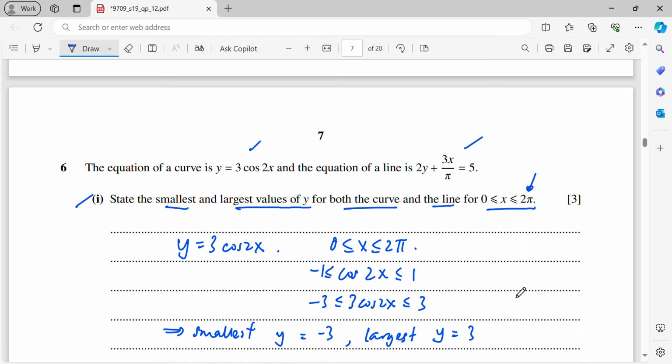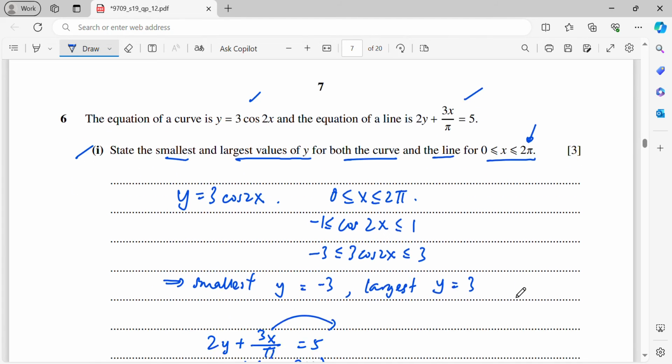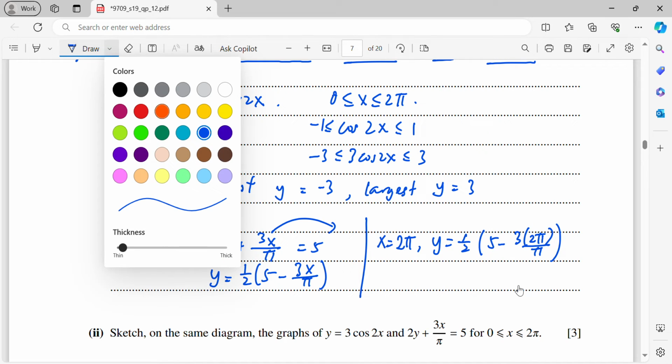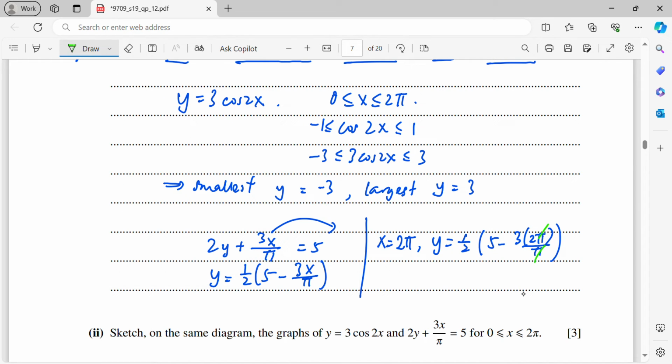Okay, so now your largest is 2 pi for the x. Alright, so now I will just substitute. So from here, when x equals 2 pi, my y will be 1 over 2 of 5 minus 3 of 2 pi over pi. So now the pi will be cancelled off. So that means 5 minus 6, right? So 5 minus 6 is basically minus 1. So I will be getting minus half.